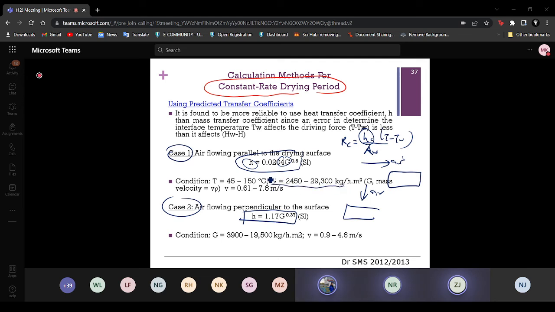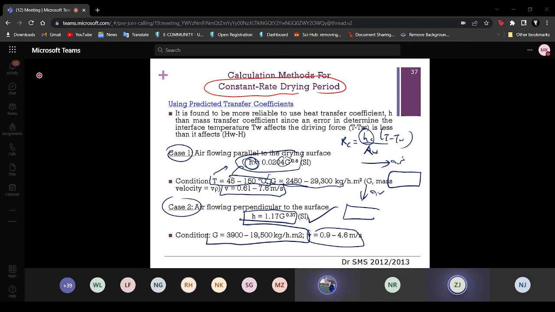Okay. So the range, and then they have a limitation. Why they have? What is the limitation? You can use this equation if you comply with this one. Temperature 45 to 150. The mass velocity 2450. Okay. And the air velocity 0.61 until 7.6. So that if you comply, then you can use this one, right? And for air flowing perpendicular to the surface, so this is condition, the G value and the V value. V is velocity lah, air velocity that coming. And then you can use this one.